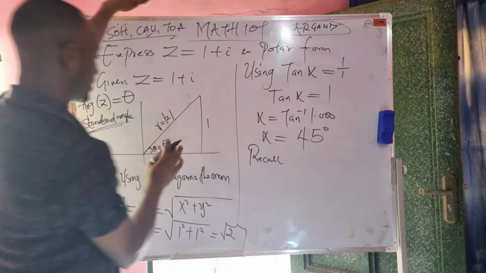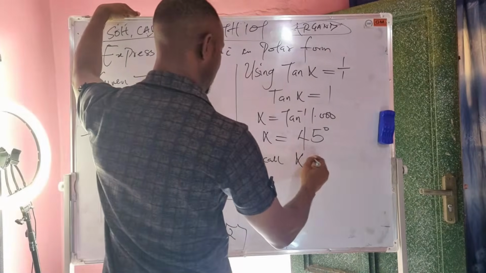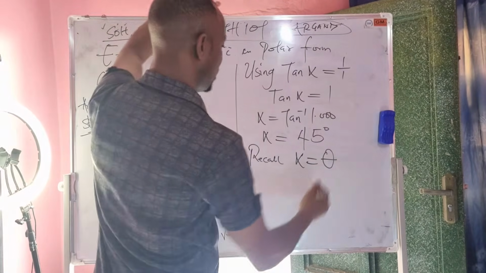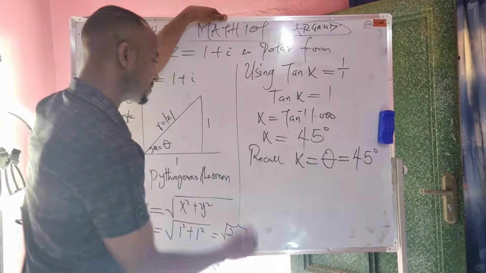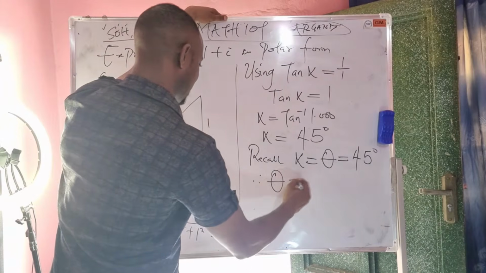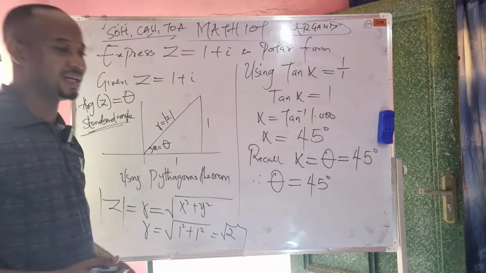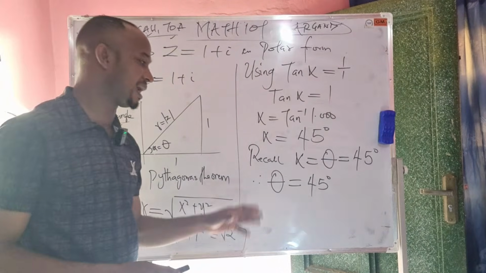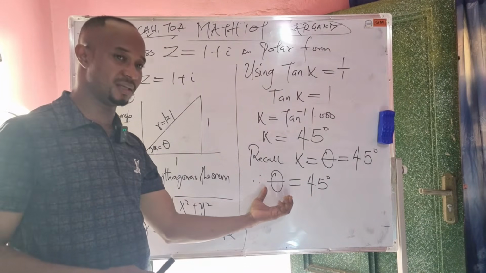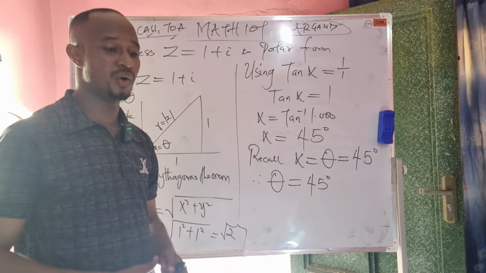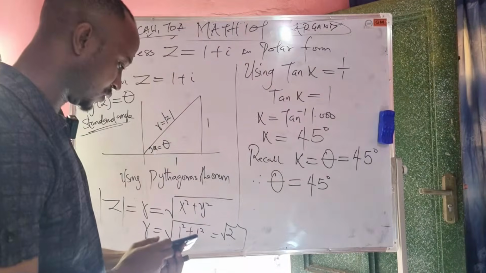But recall that in the first quadrant, alpha is equal to theta, which is equal to 45 degrees. Therefore, our standard angle theta is 45 degrees. But in polar form, your angle must not be in degrees. Your angle should be in radians, unless otherwise stated. So what we do is convert.